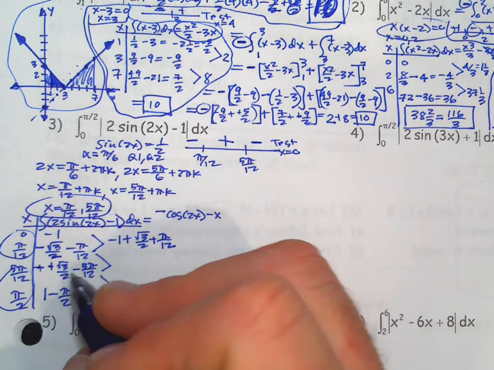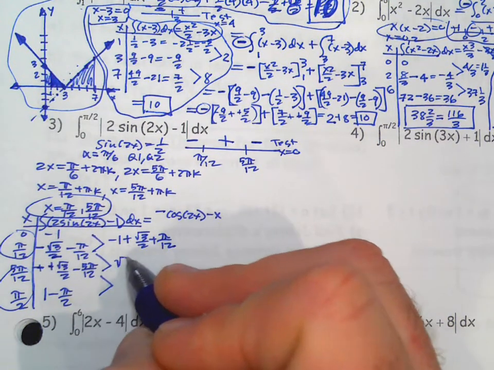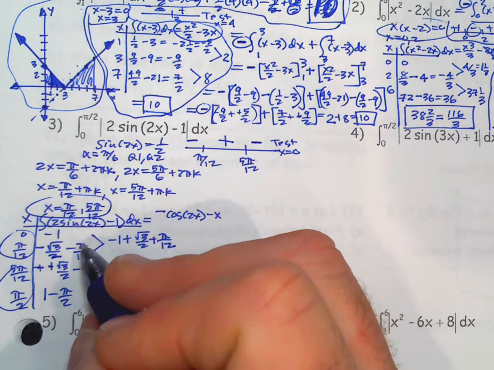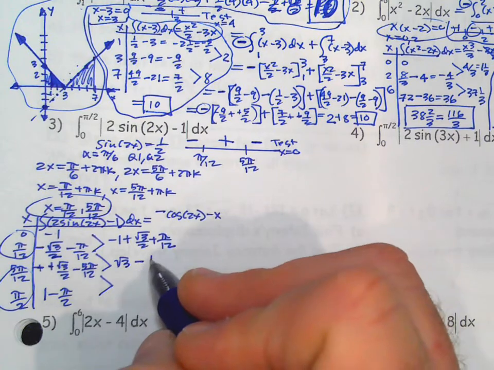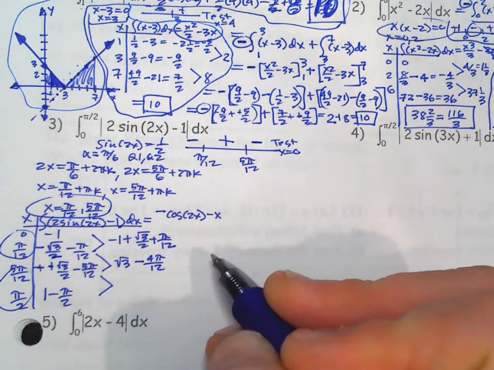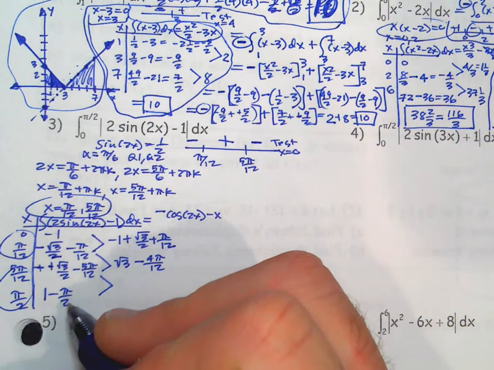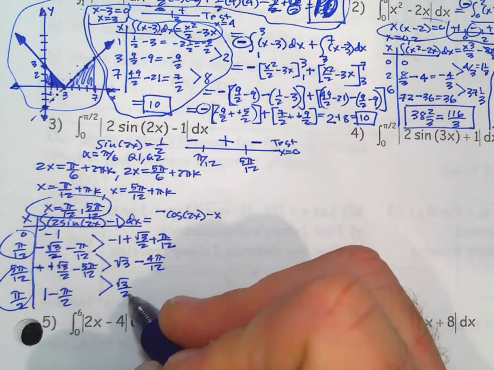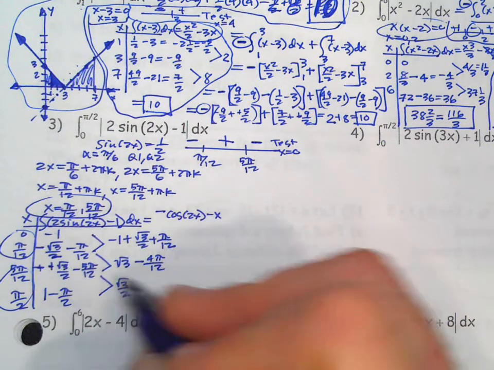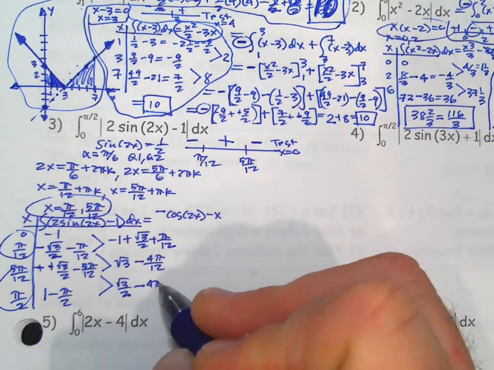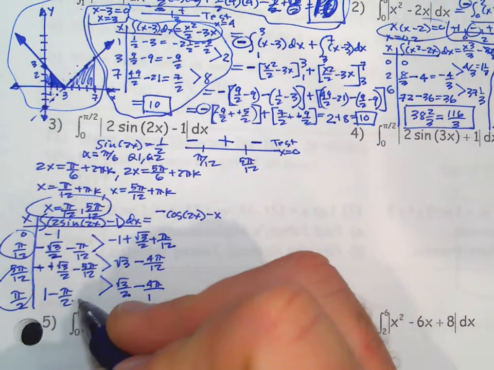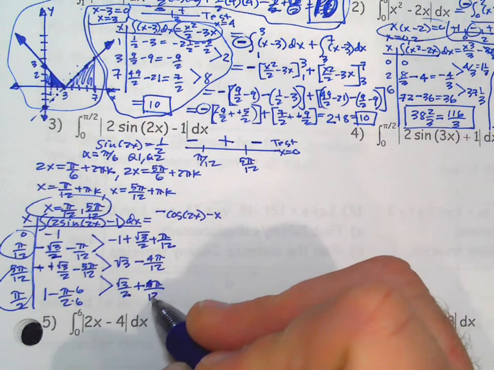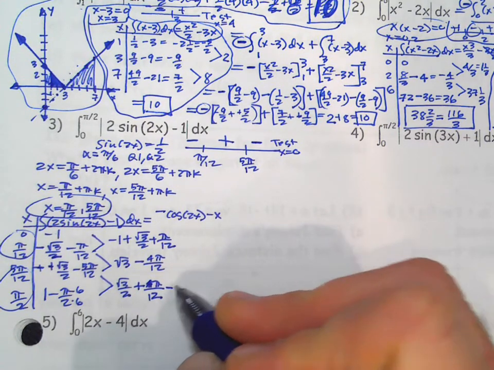So it's going to be root 3 over 2 minus negative root 3 over 2, which is going to give you root 3. And then negative 5 pi over 12 minus negative pi over 12, so that's going to be minus 4 pi over 12. Next one's a negative chunk, so we need to go backwards again. So we need to do this one minus this one. So it's going to be root 3 over 2 minus 4 pi over 12, or so least common denominator, plus pi over 12, and then negative 1.